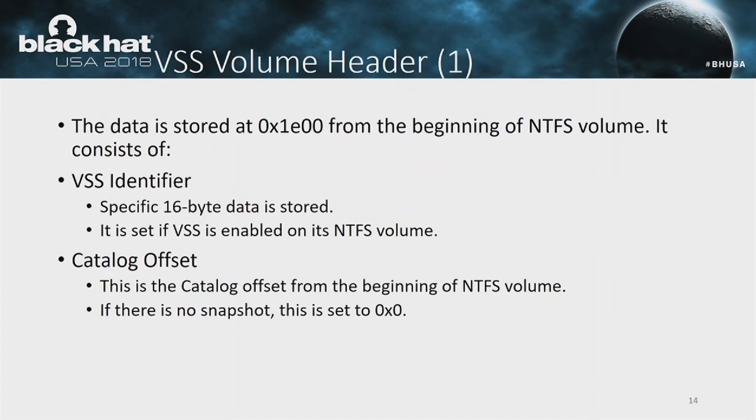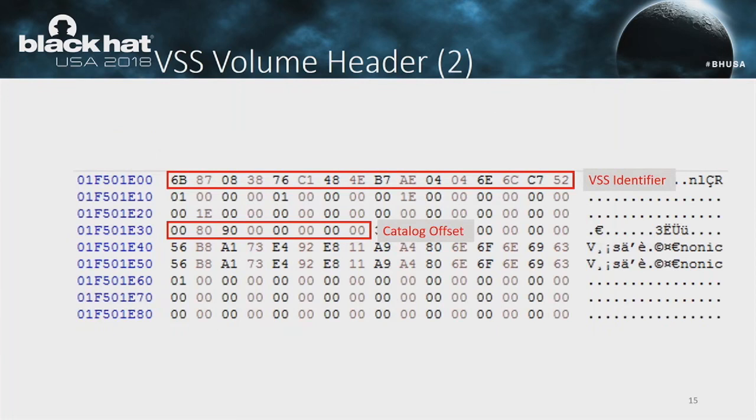Next, let's look into each data structure. The VSS volume header has mainly two data fields. They are the VSS identifier and the catalog offset. The head of the catalog and each store data have the same value as the value of the VSS identifier. Therefore, we can use it as a signature for finding them. This figure is a sample of a VSS volume header. You can see the VSS ID and a catalog offset here and here.